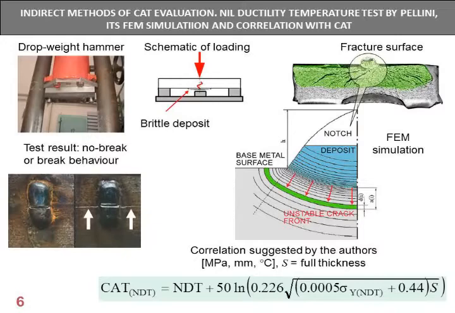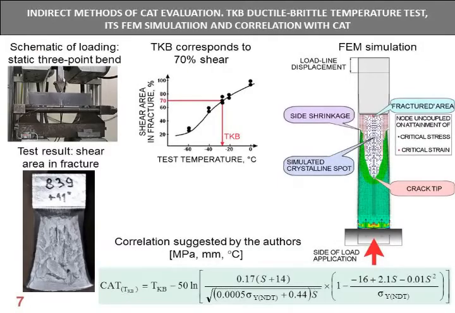We have simulated this test by finite element method and earlier suggested a correlation with full-scale test. TKB is a temperature corresponding to 70% shear portion in fracture of full thickness static 3-point bend test specimens. The test procedure is given in the rules of the classification, construction, and equipment of mobile drilling units and offshore fixed platforms by Russian Maritime Register of Shipping. The first correlation of TKB versus crack arrest temperature was suggested by Danilov in 1991. The latest correlation applicable for modern low alloyed steel grades is presented here.